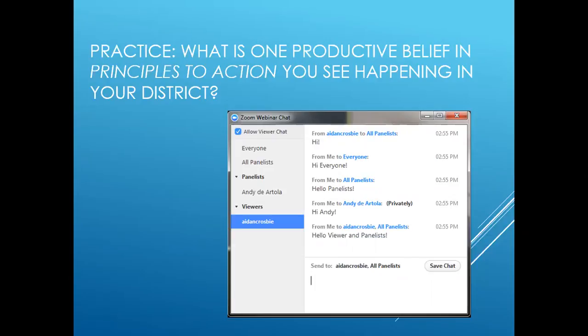If you are thinking, hey, how can I share these productive and unproductive beliefs, you can always refer back to page 11 in the Principles to Actions book, and that will help review some of those ideas of productive and unproductive beliefs. I didn't see anything else get chatted out, so we'll just continue on.